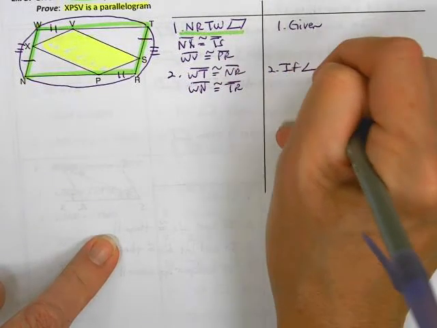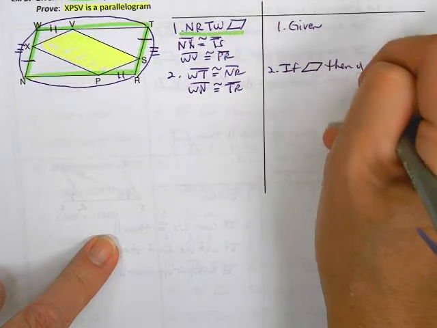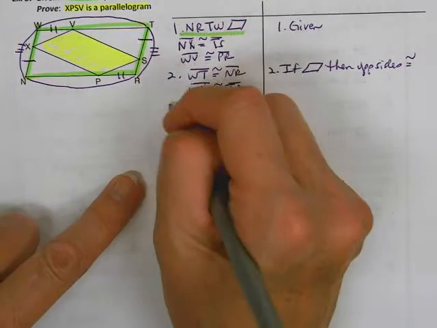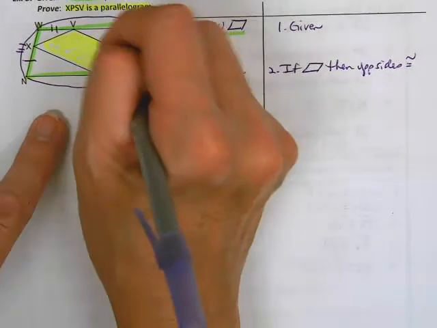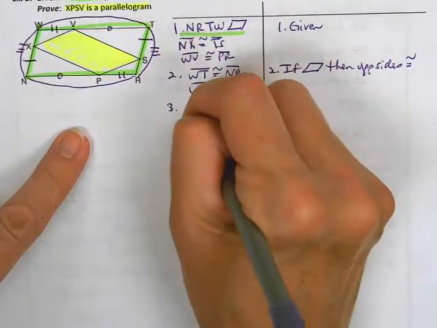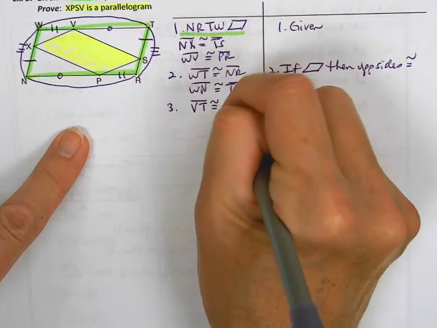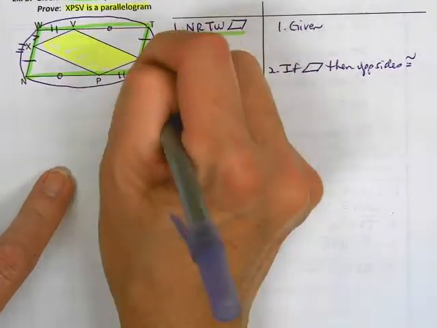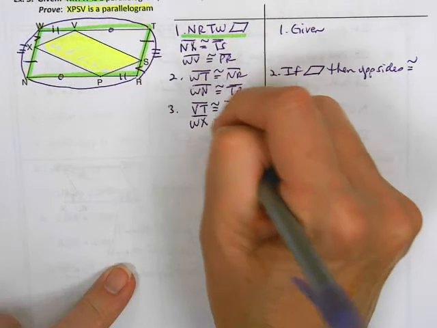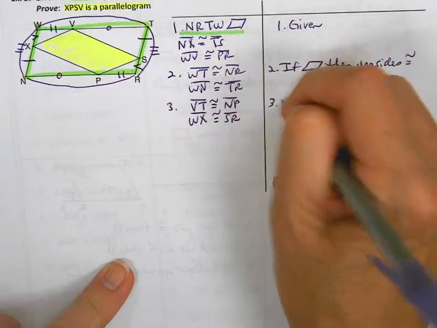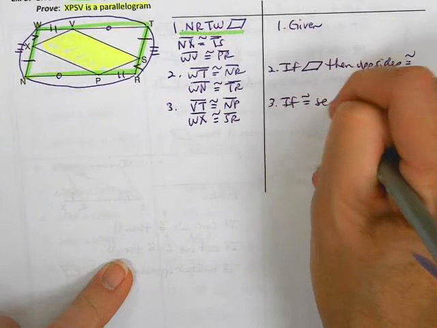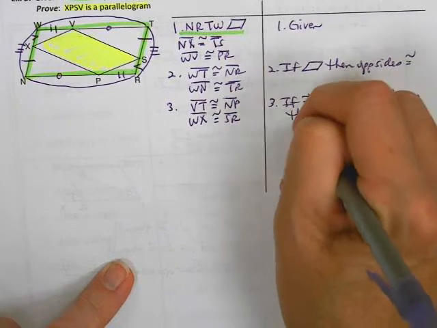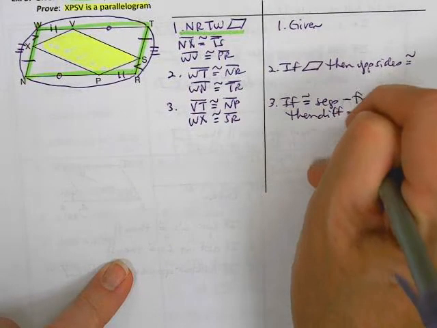If parallelogram, then opposite sides are congruent. That came from the green, but now I have all this overlap, so I think I can subtract. So on the top and bottom, that would get me VT and NP. And on the sides, it would get me WX and SR. If congruent segments subtracted from congruent segments, then the differences are congruent.